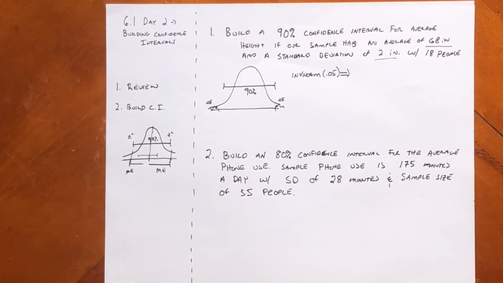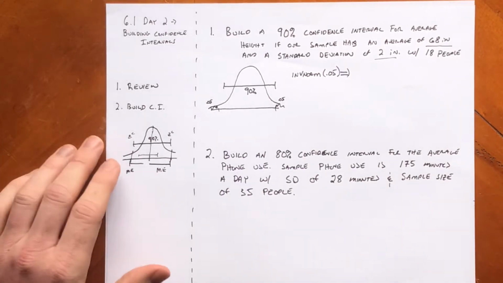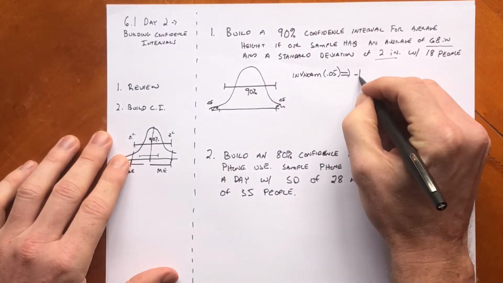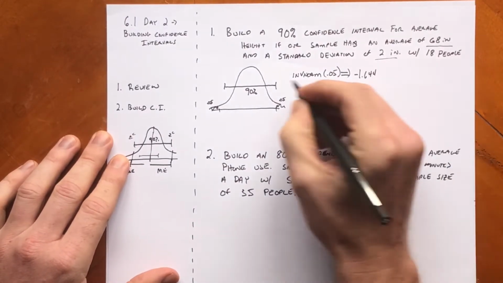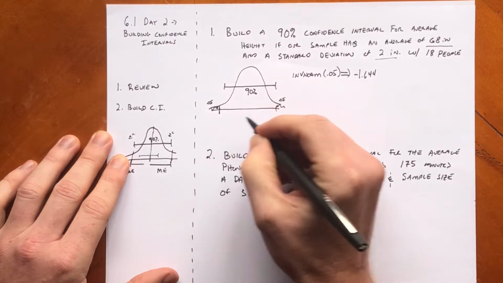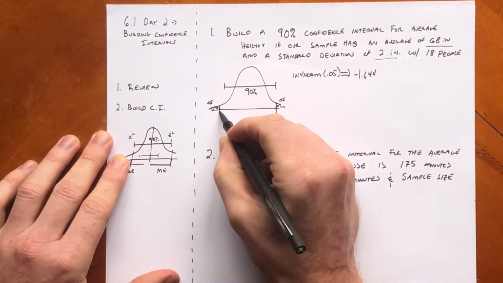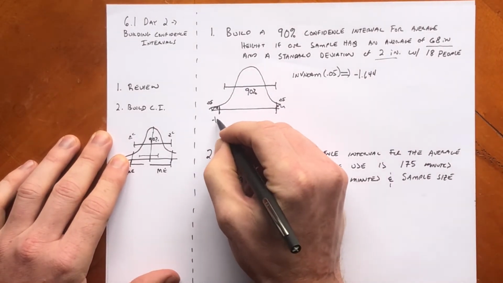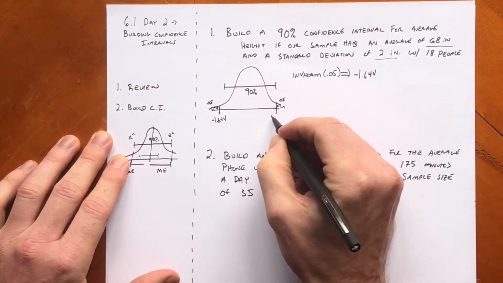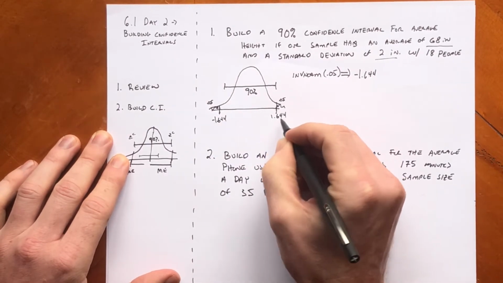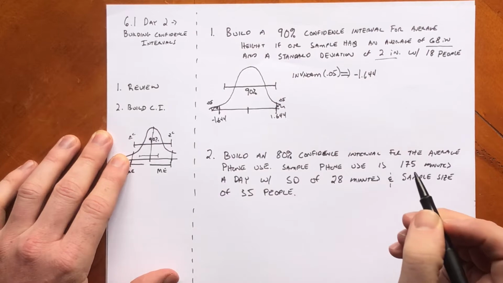invert norm 0.05. 0 is the mean, 1 is the standard deviation, boom. You get negative 1.644. So that's going to be your z here, 1.644. On this side, a negative 1.644. So that's 1.644 standard deviations away from your mean.